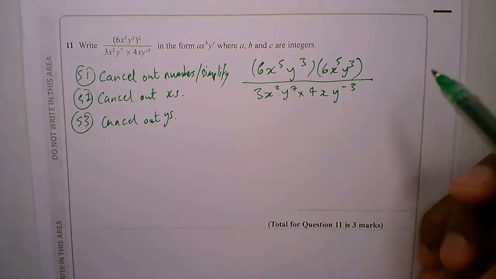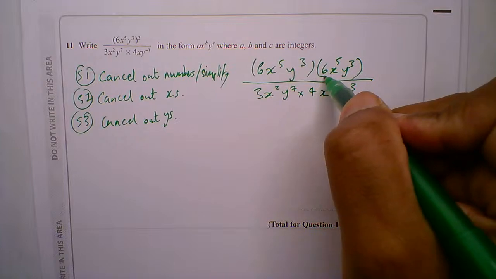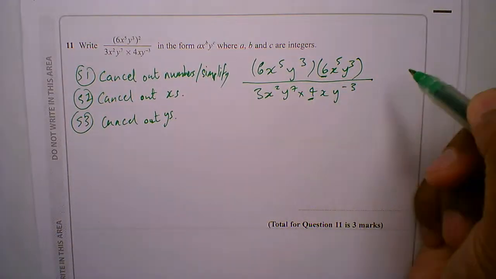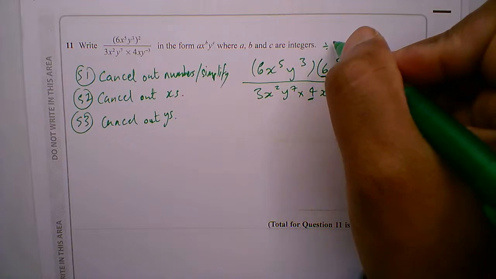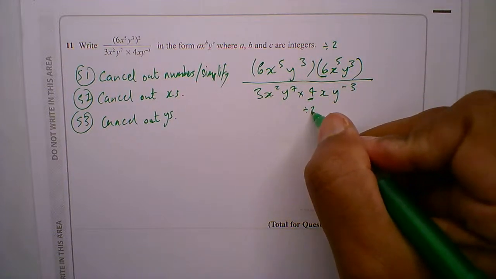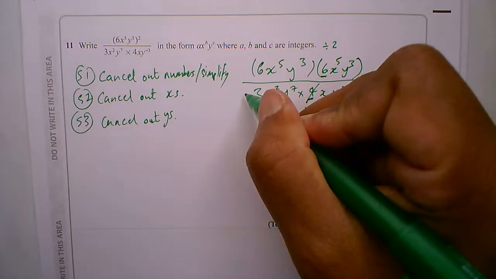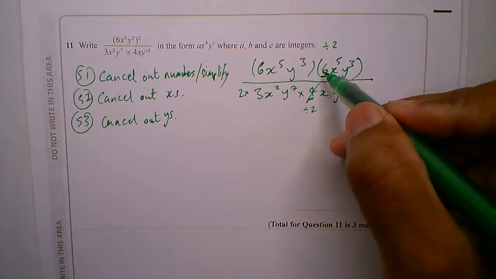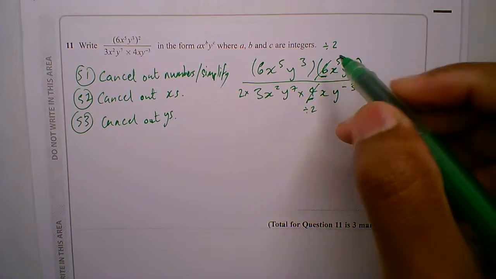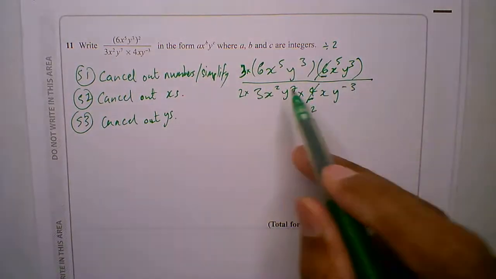So if I look at cancelling out the numbers, I've got a 6 here and I've got a 4 here. So I can cancel them out by dividing by 2. So I can divide by 2 here and divide by 2 there. If I divide the 4 by 2, I'm left with 2. So I'm just going to write here times 2 here. And this cancels out. 6 divided by 2 is 3. So I'm going to put 3 here. Okay, so I've got that here.